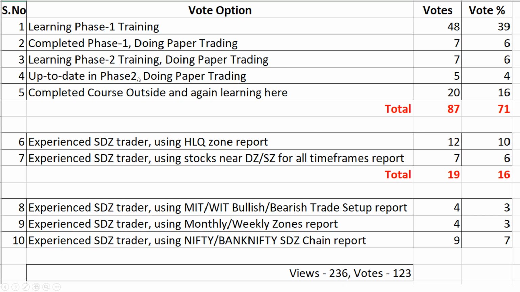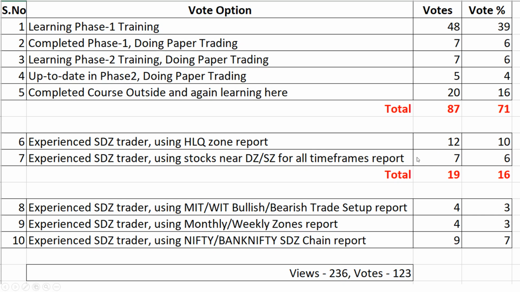Okay, before that, let me finish the other options. We have the sixth one and seventh one. They are related to high liquidity zones and stocks near demand and supply zones for all the time frames, because we are releasing both together in a single video. So currently 12 people are using, among whoever participated in the votes. Some people did not participate in the voting. So 12 people are already using high liquidity zones. They have experience. They know how to use supply demand zones, and they are getting benefit from these high liquidity zone reports.